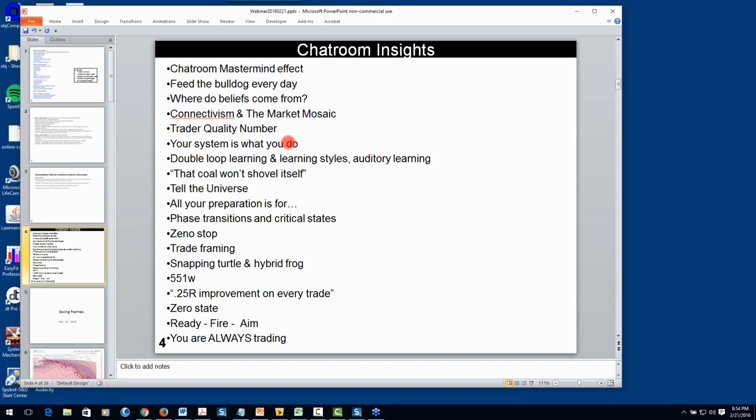Phase transitions have to do with times when the market is rolling over. It's gone through one steady phase, and now it's in this transition process and starting to roll over. We've got to recognize that it's going to do what it's going to do, and that we have to trade frame in both directions. The Zeno stop is the 2R battle drill, which covers that in great detail. And again, that's one I think you ought to listen to every day for 30 days.